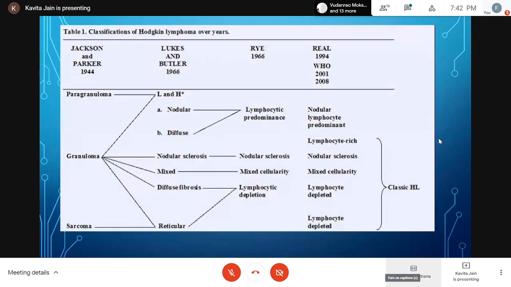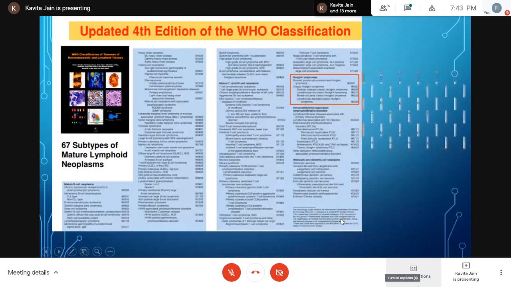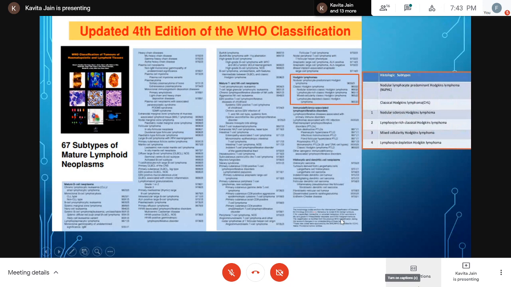So this is how the classification has gone over the years. Primarily, there was a strong association with granulomas and paragranulomas. Jackson and Parker in 1944 had a classification, which was modified, and then we finally had the latest WHO classification, where we subdivide Hodgkin's lymphoma into nodular lymphocyte predominant Hodgkin's lymphoma, which will be dealt with separately, and classical Hodgkin's lymphoma, which has been further divided into 4 subtypes: nodular sclerosis, lymphocyte rich, mixed cellularity, and lymphocyte depletion Hodgkin's lymphoma.